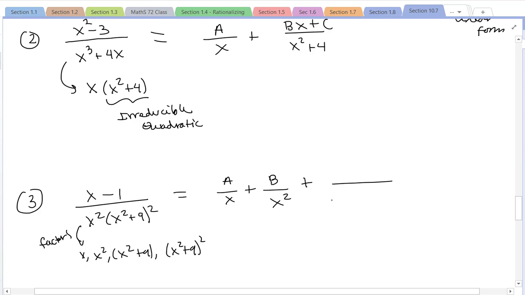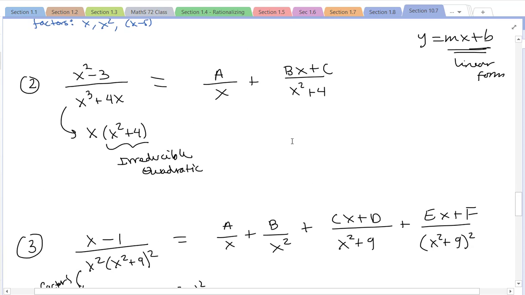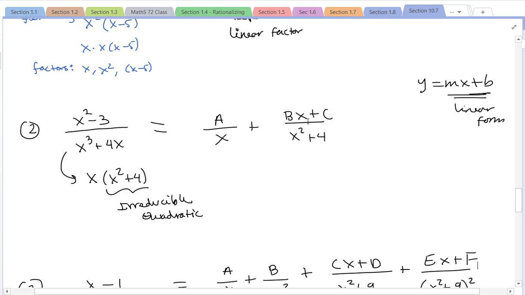So then I'm going to have plus, for the x squared plus 9, which is an irreducible quadratic, a Cx plus D. I need a linear up top. And for the repeated factor of that, where am I? A, B, C, D, Ex plus F. Sometimes when you start getting too many letters, we go by saying A1, A2, A3, A4, A5, A6. Okay, in the next video, I'm going to do some examples of how you then find the values of the constants, the A, B, and C.